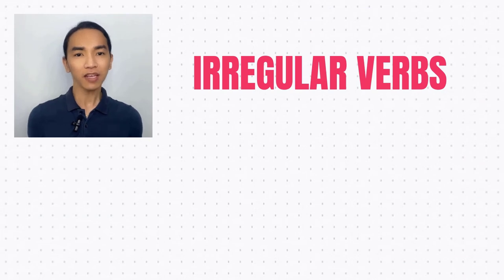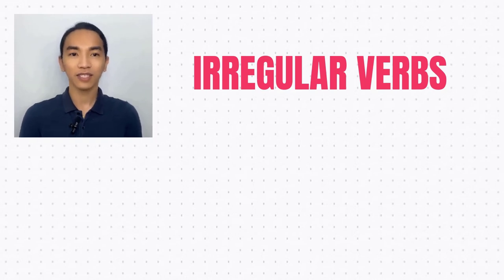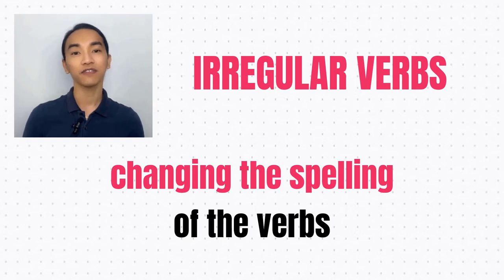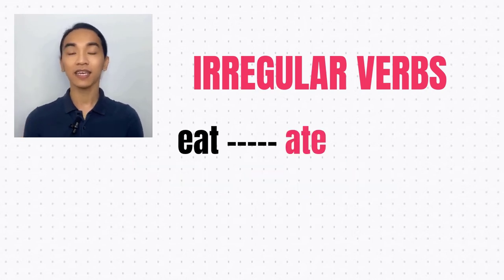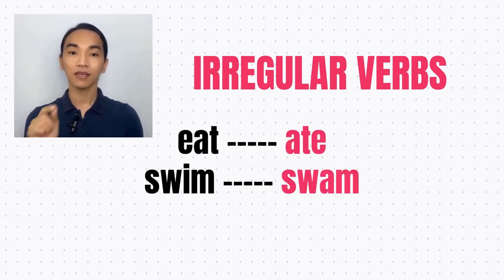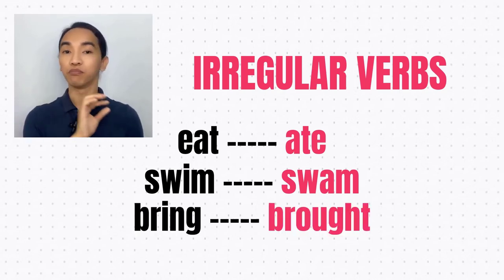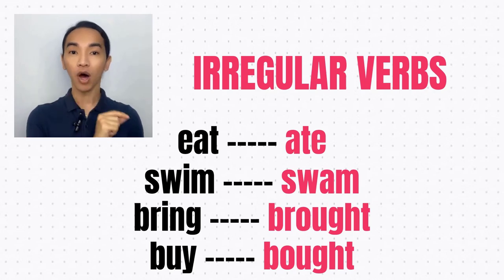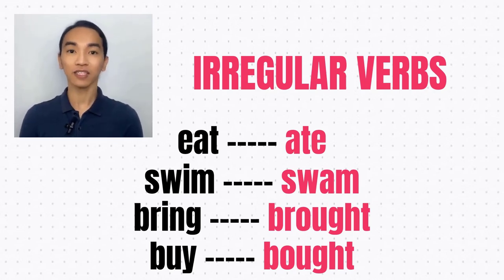Now let's go to the second group of verbs. Okay, now we have the irregular verbs. Irregular verbs are quite complicated to understand, or they are not just as simple as adding D or ED. Irregular verbs are formed when you have to change the spelling of the verb to form its past tense. We have some examples. Eat, ate. Swim, swam. Bring, brought. Buy, bought. And there are so many other verbs that we change the spelling of to form the past tense.